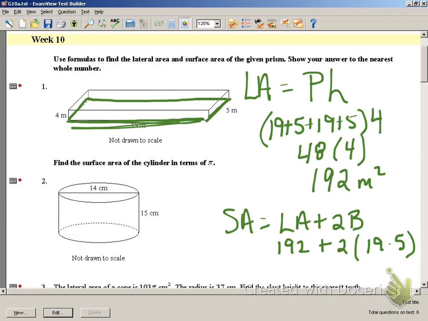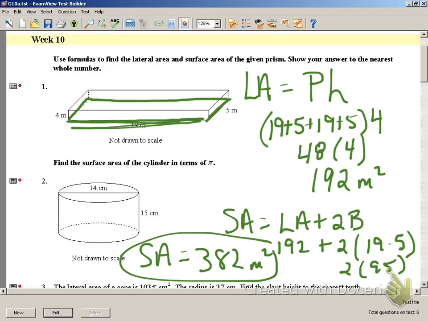So 19 times 5 is 95. So I have 2 times that. And then I will add it to 192. So my surface area for number one is 382 squared meters. And that is all for number one. Let's look at number two.